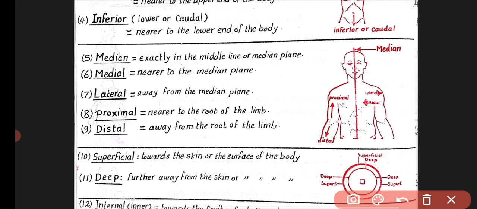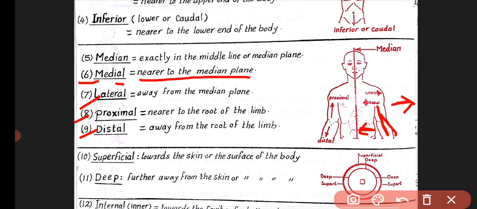Now next one is medial. Medial is nearer to the median plane. Take the hand: this side, nearer to the midline, is medial, and this side, away from the midline, is known as lateral. Medial and lateral. And the next one is proximal and distal.